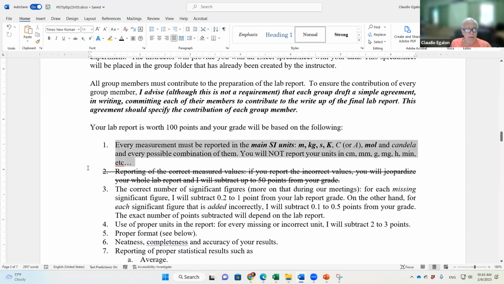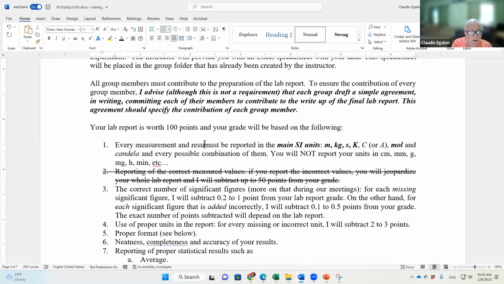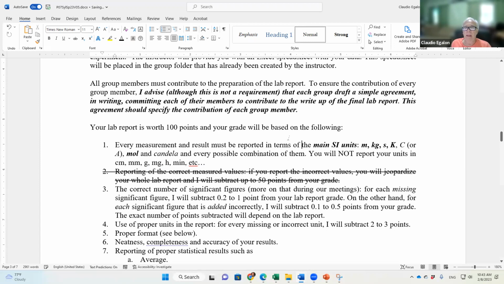Every measurement and result, not just measurement, every measurement and result must be reported in terms of the main SI, International System of Units: meter, kilogram, second, Kelvin, and Coulomb. We just learned about Coulomb.